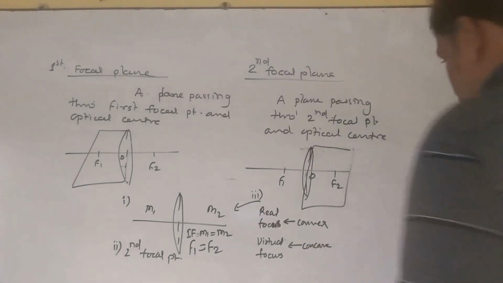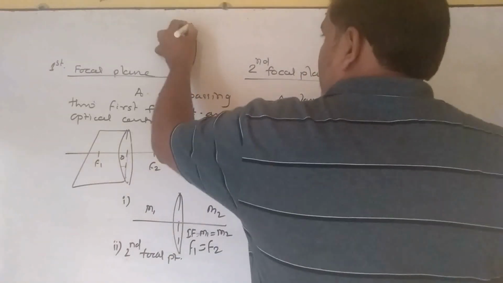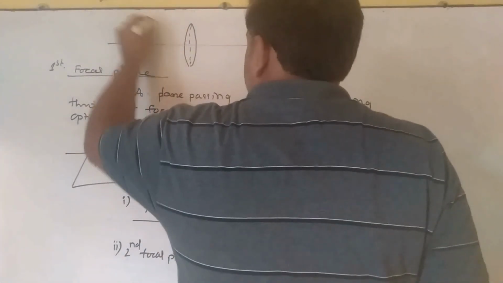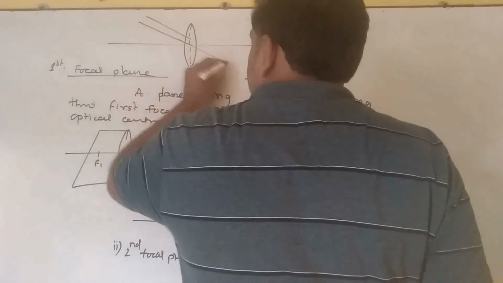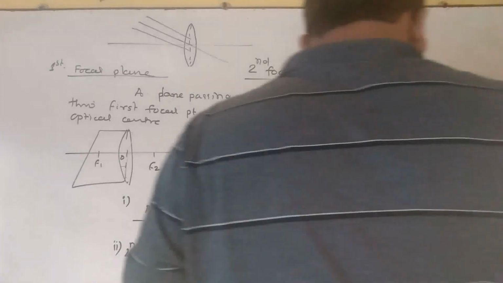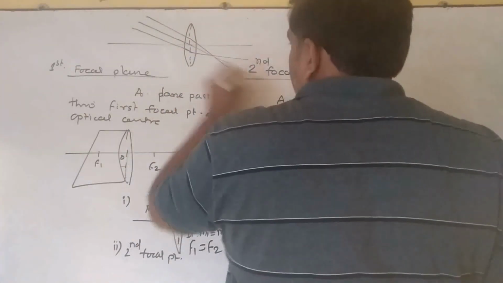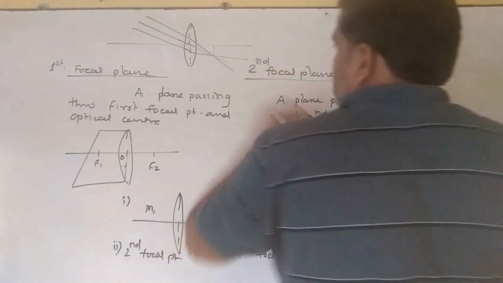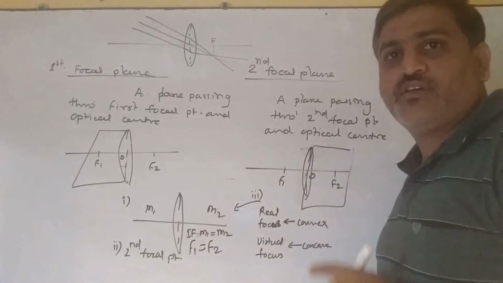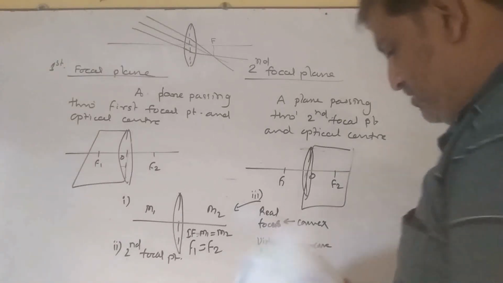Fourth one: if a beam of light falls obliquely, parallel to the principal axis, means like this, parallel to the principal axis, then we find that after refraction they meet at a single point which is on the perpendicular drawn from the focus. So this is the fourth one.